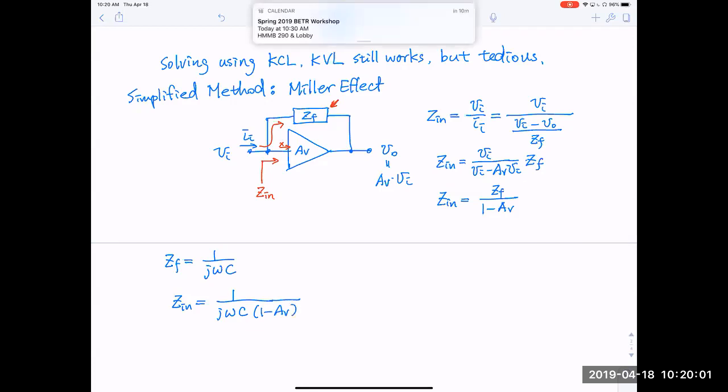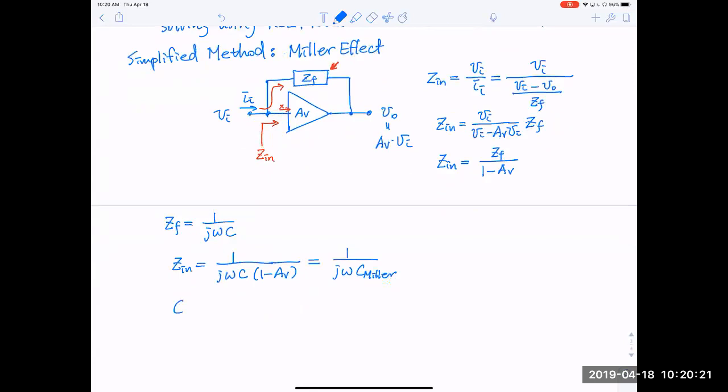Okay, and if we say this term is equal to a new capacitor, so this is equal to 1 over J omega. This capacitance we call Miller capacitance. So to note, this is the Miller effect. Then you will say the Miller capacitance is equal to the original capacitance times 1 minus AV.